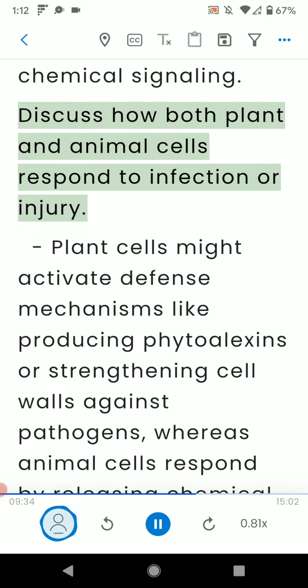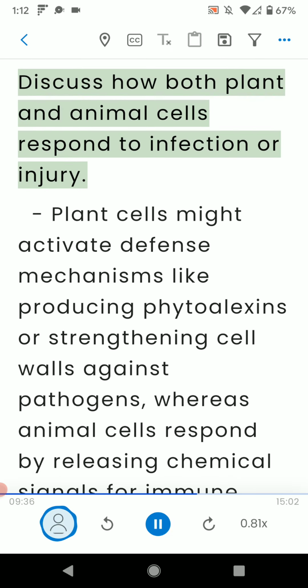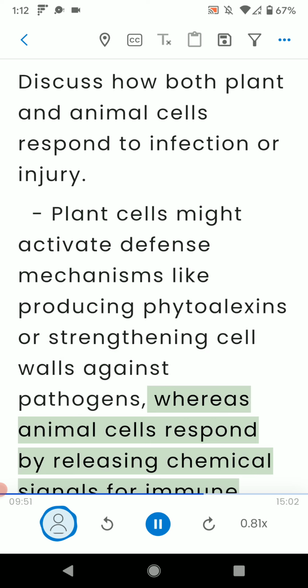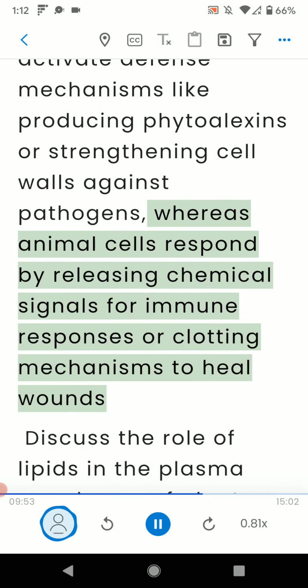Discuss how both plant and animal cells respond to infection or injury. Plant cells might activate defense mechanisms like producing phytoalexins or strengthening cell walls against pathogens, whereas animal cells respond by releasing chemical signals for immune responses or clotting mechanisms to heal wounds.